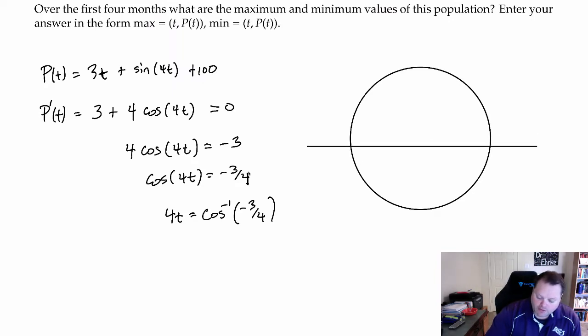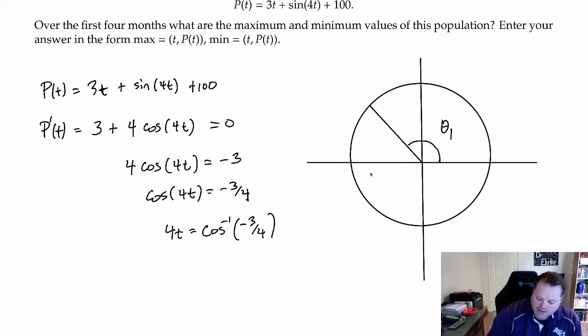We have an angle for cosine, right? So we're looking at an angle which gives me a cosine. So cosine of some angle is negative 3/4. First off, cosine is negative over here, since cosine is x length on the unit circle. So there's this angle here, I'll call it theta 1. And cosine of theta 1 at that angle is negative 3/4, right? So this distance right here is negative 3/4.